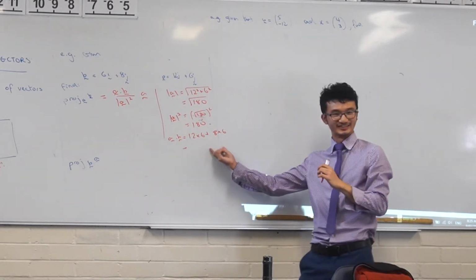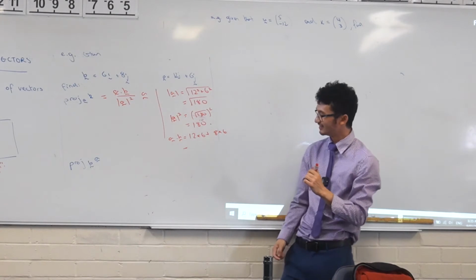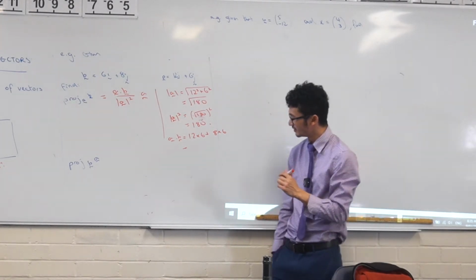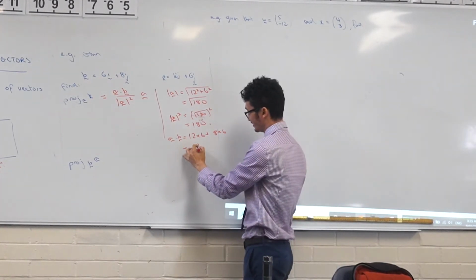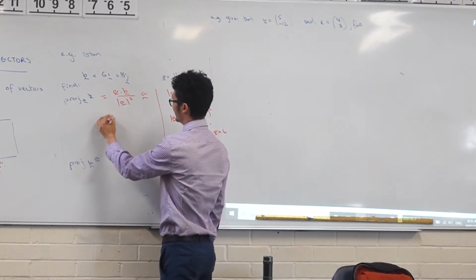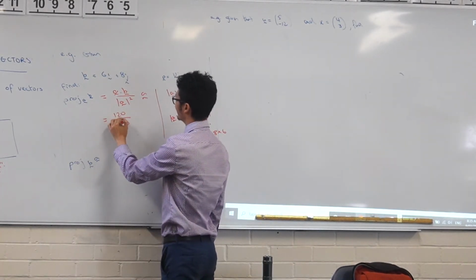So what does this one equal in the end? That goes to 72 plus 48, which is 120. 120 and 180. It's looking a bit nice, isn't it?